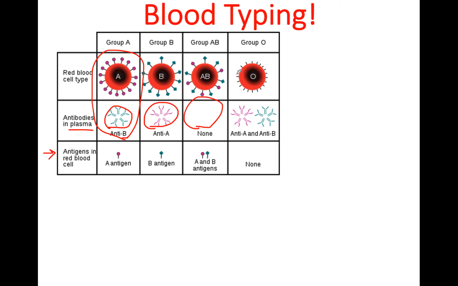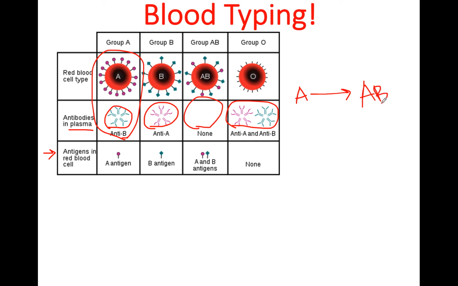Then you have type O blood. Type O blood has no antigens on it, and therefore it doesn't have A, it doesn't have B, it doesn't want A, it doesn't want B, so it's going to make an army against A and B. So although O doesn't have any antigens, it makes both antibodies. So here's the type of question I could ask. Could someone with A blood donate to someone with AB blood?